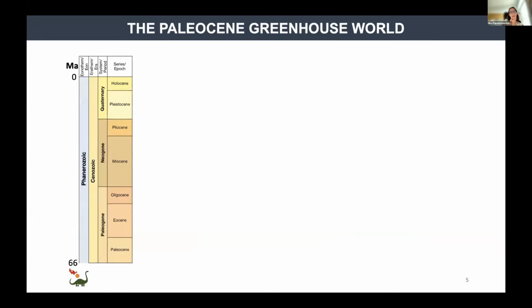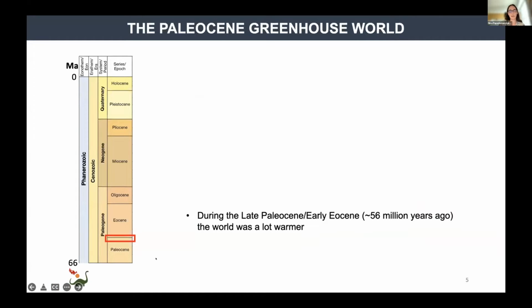So for the paleo event that I'll be talking about, we're going to move back quite far in the past. So this is the last 66 million years. At the bottom, we have the extinction of the dinosaurs. And the PETM is located quite soon after that, 56 million years ago, when the world was a lot warmer. So CO2 was a lot higher.